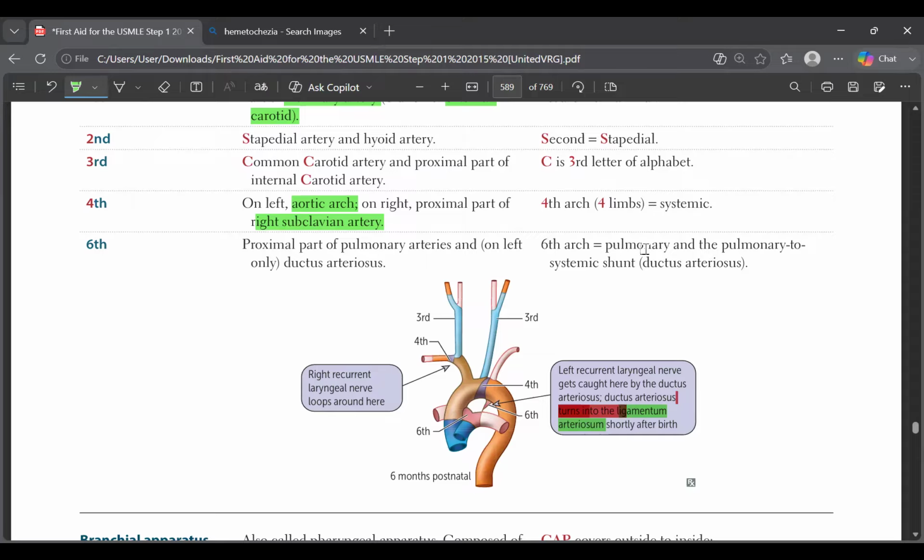Sixth arch is equal to pulmonary, and the pulmonary to systemic shunt, which is the ductus arteriosus, right? So ductus arteriosus is basically the pulmonary to systemic shunt. And the left recurrent laryngeal nerve gets caught here by the ductus arteriosus at this point, below the sixth arch or fourth arch, or the part formed by them. And the right recurrent laryngeal nerve loops around the subclavian artery.